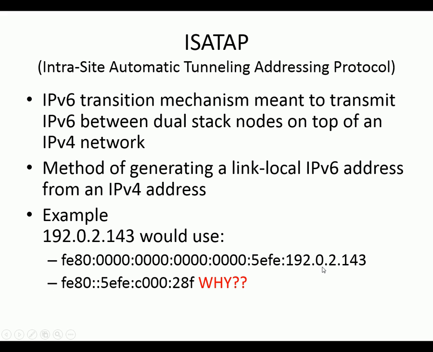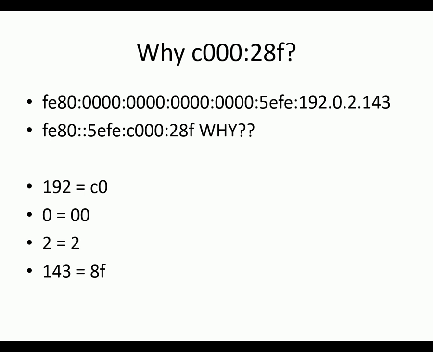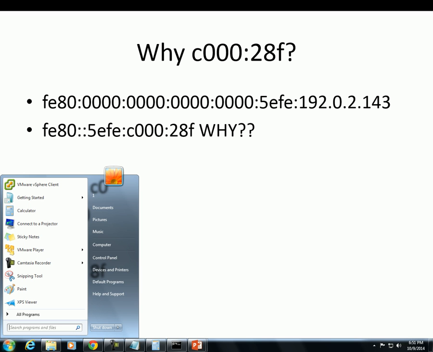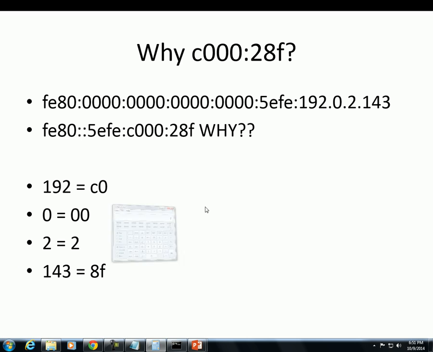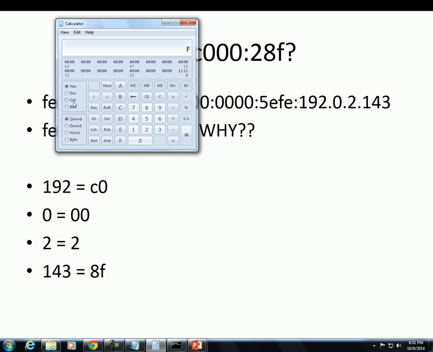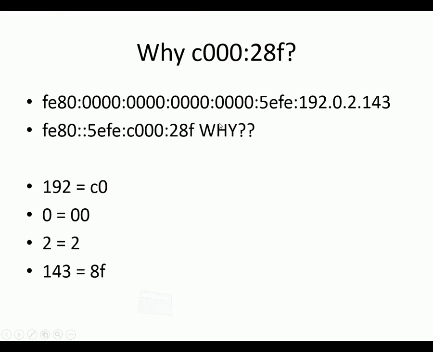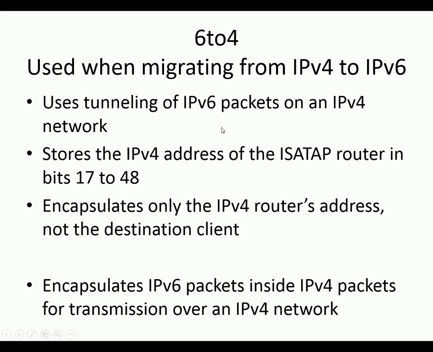The 192.0.2.143 can be converted to C000028F because 192 is actually C0. 0 is 0, 2 is 2, and 143 is 8F. Okay. If you want to be sure of that, I will show you 143. I know some of you are like, huh? 143, converted to hex, it actually becomes 8F. There. So it is there. Okay.